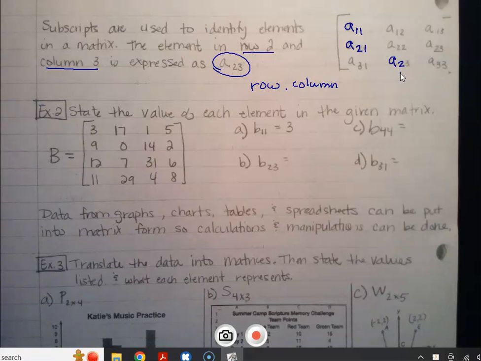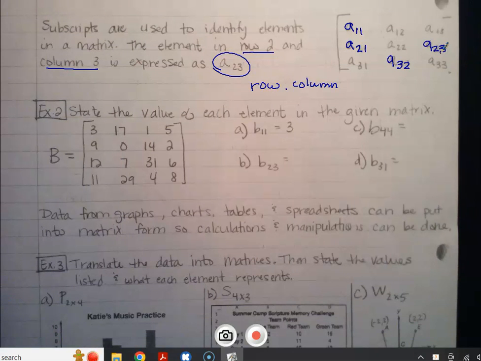Hold on, let me pause this and go back. Okay, yeah, so in those, I flipped it. So let's fix this. And you need to fix it in your notes. I'm glad I caught it. It should be element in row 3, column 2. So change that, row 3, column 2. Because this one is the element in row 2, column 3. Okay, so that's what all those little subscript numbers mean.